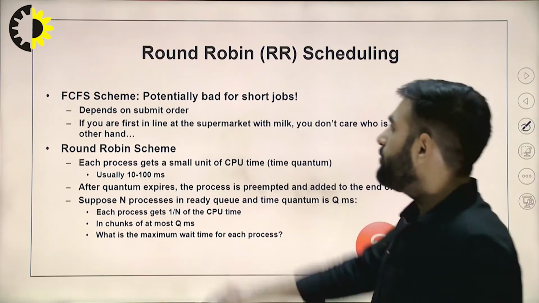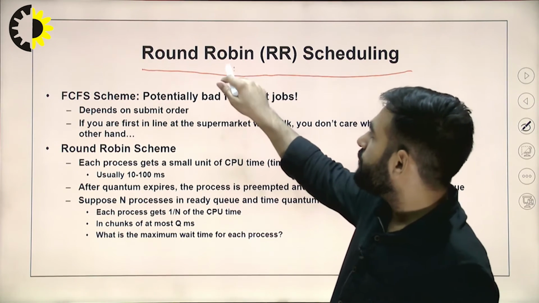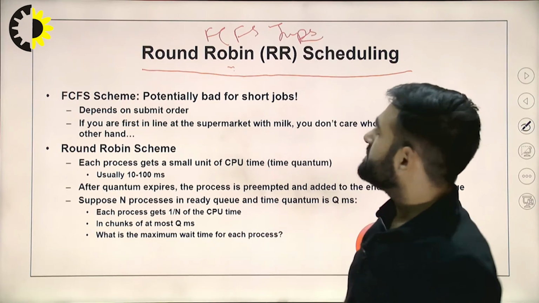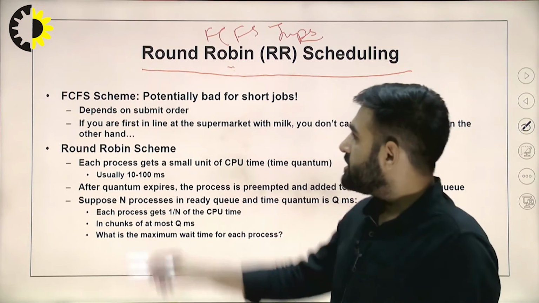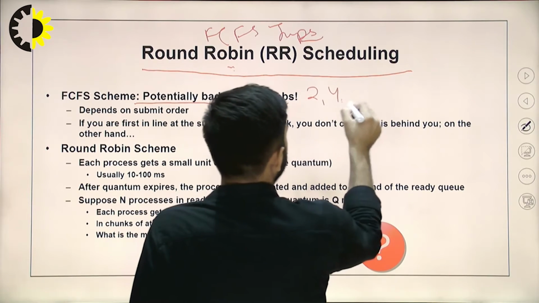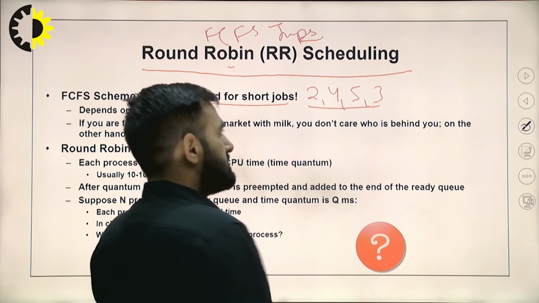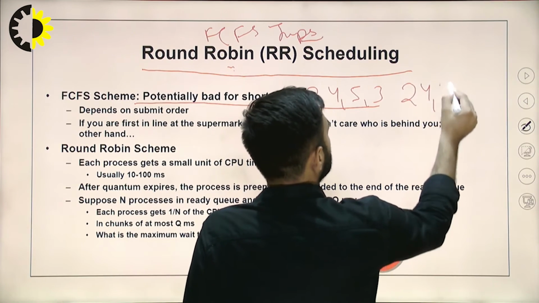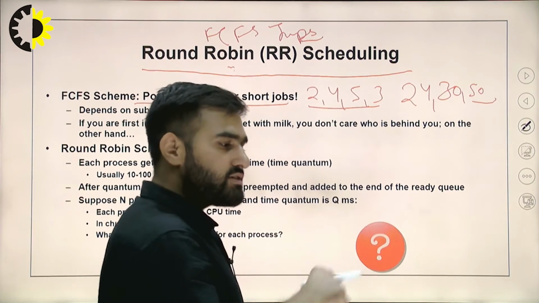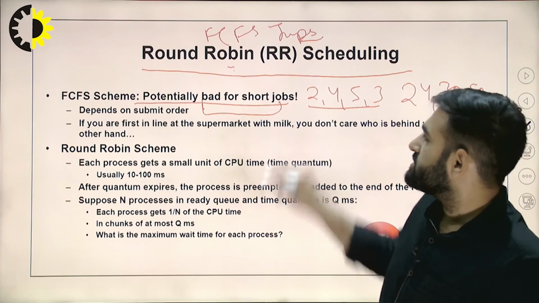Now, round robin scheduling. This is the improvement of FCFS, right? It is good for short jobs. Suppose burst time is just 2 seconds, 4 seconds, 5 seconds, 3 seconds. It is good. But when a job with a longer burst time, suppose 24, 30, maybe more, comes for the CPU first, then the shorter jobs have to suffer. So it is good for short jobs, but not for longer jobs, right?